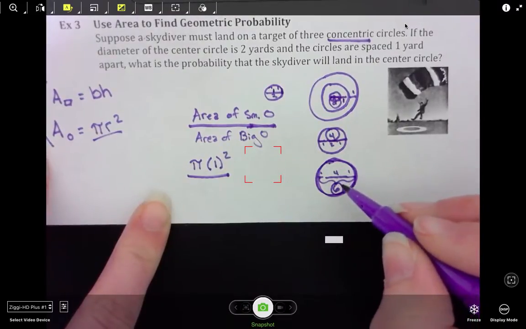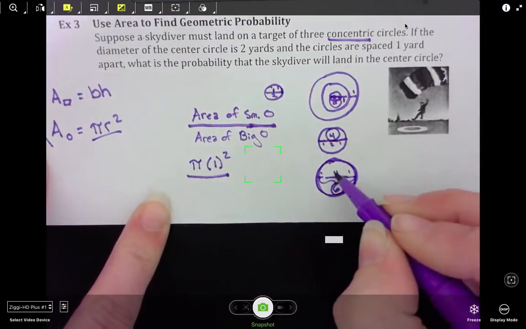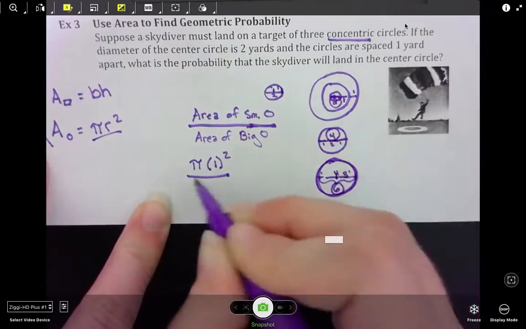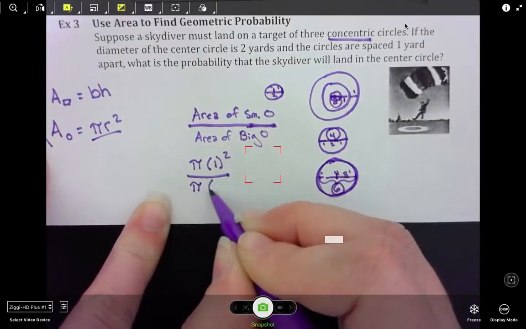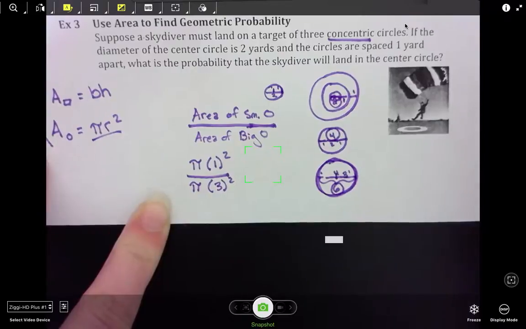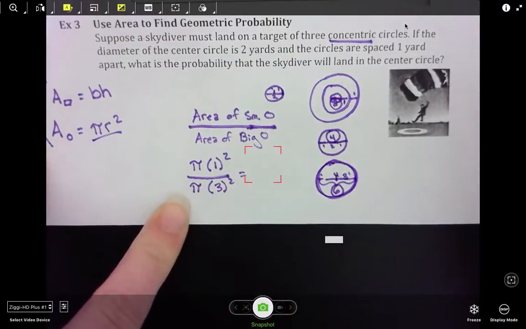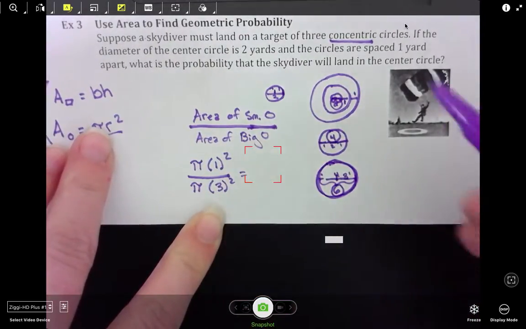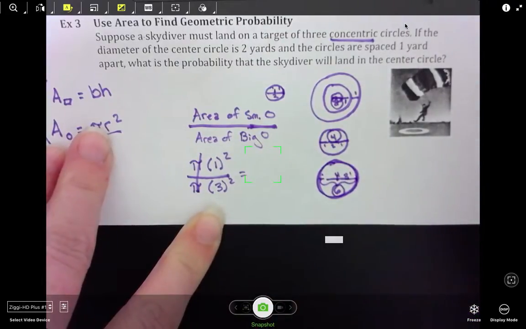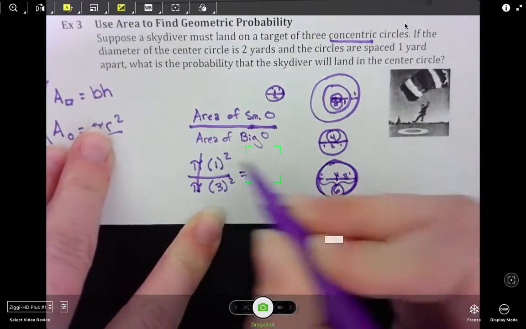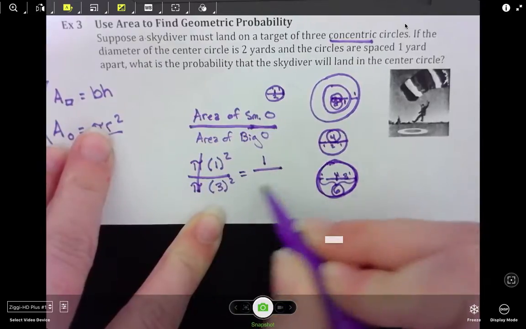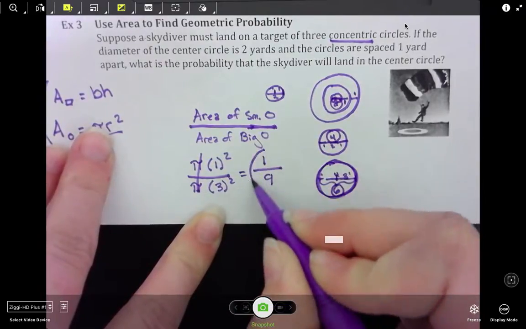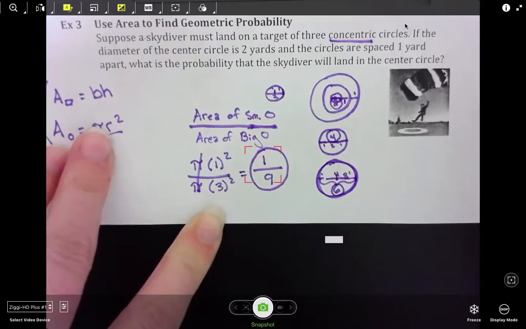The big circle has a diameter of 6, so the radius of the big circle would be 3. So this would be pi times 3 squared. Now, before you go and start multiplying all this stuff through, look at your pi's. You've got a pi on the top and a pi on the bottom. They can cancel with each other, so all you have to deal with is the numbers. 1 squared is just 1. 3 squared is 9.